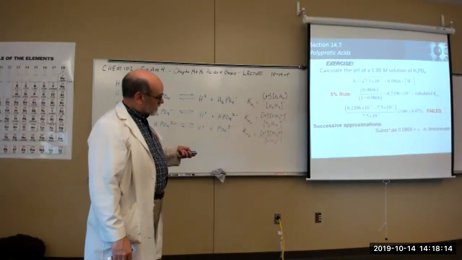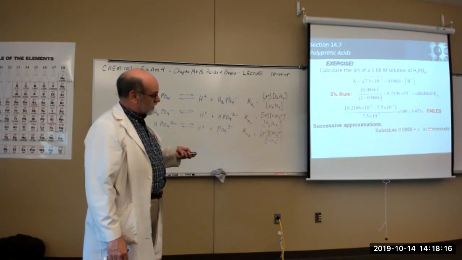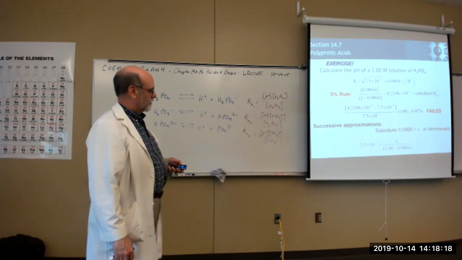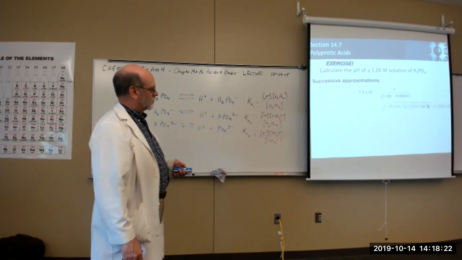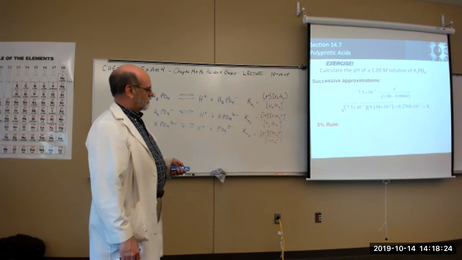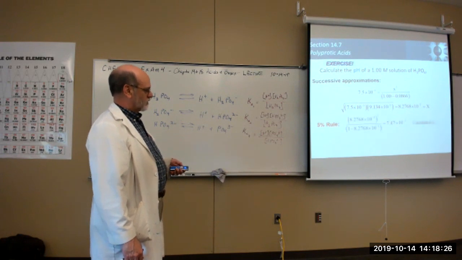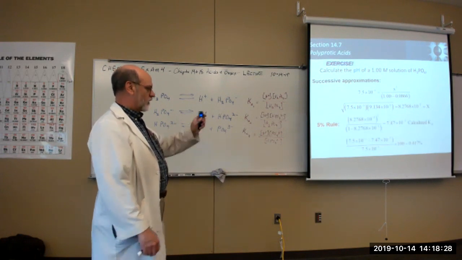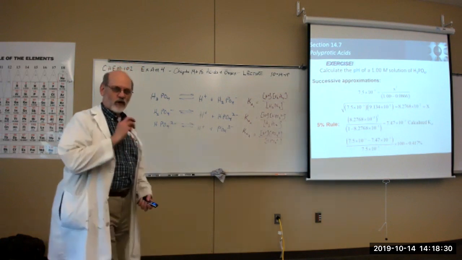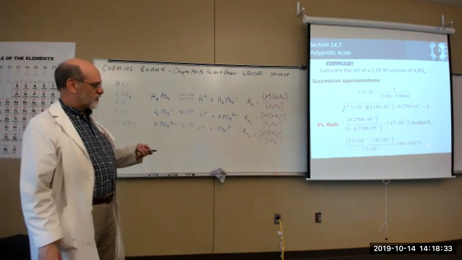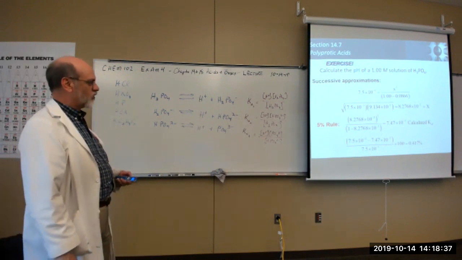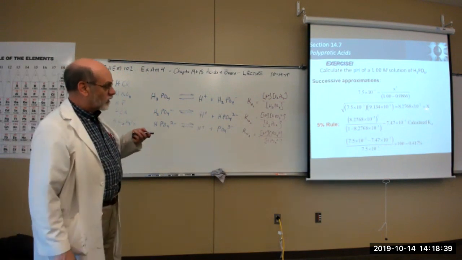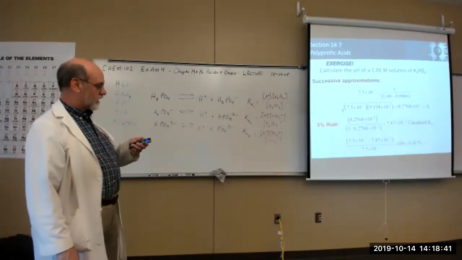So, like I said, we substitute that value in for the X in the denominator, right there, then solve for X again, and then check our 5% rule. And there we are. Just that one approximation puts us well below 5%, and we're good to go with that value for X. So now we could calculate the pH.